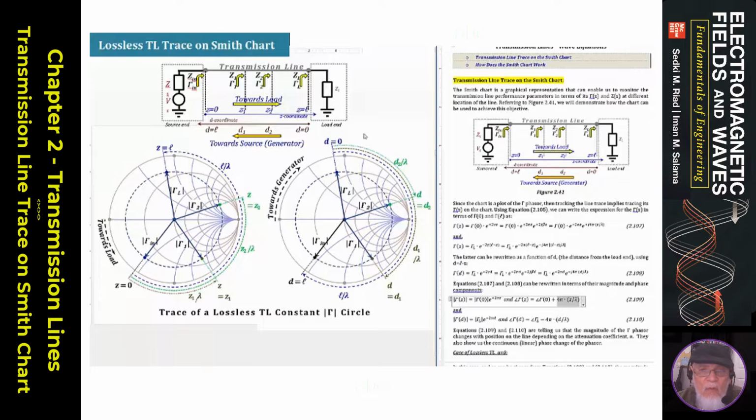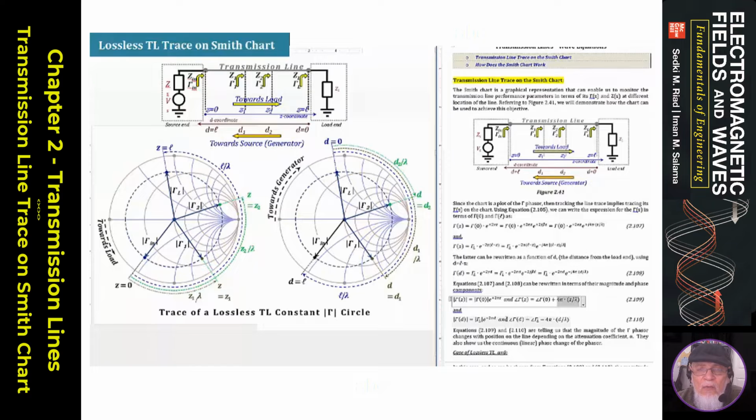so you just put down L over lambda and you move from here to there. If you are moving the opposite way, you start at the load, so D is equal to 0 here, and you're going to move in this direction. The first motion will be towards z2, so that's your D2 over lambda. You read that on the scale. D1 over lambda, L over lambda. It's the same exact angle, but obviously motion this way versus motion that way. So that is how the trace looks if you have a lossless case.